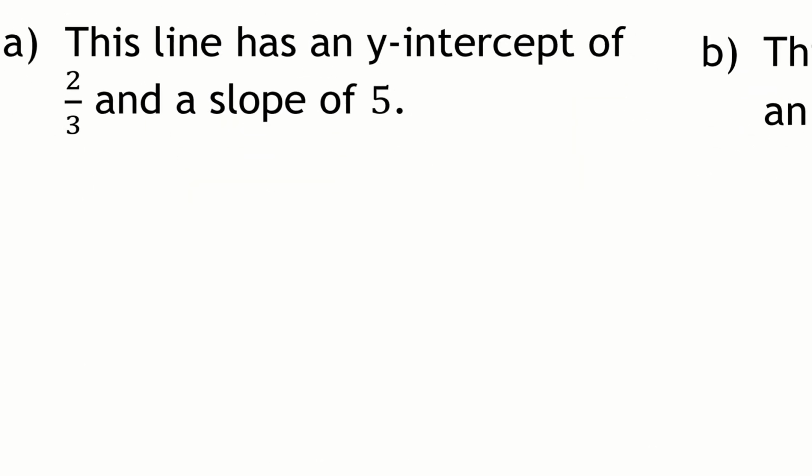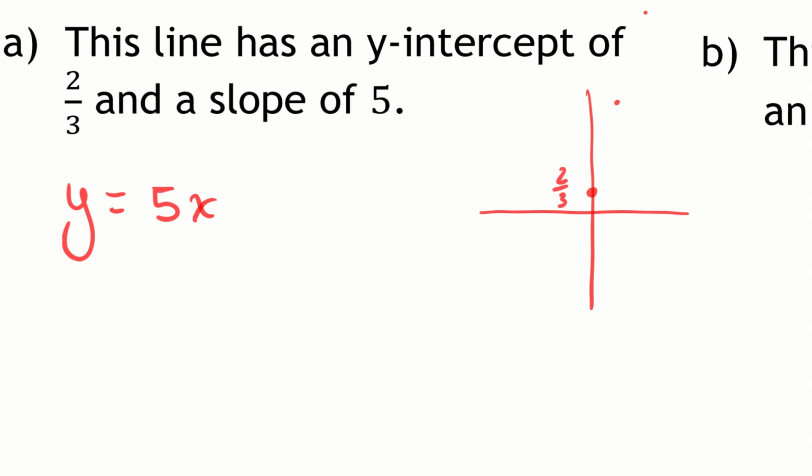The first one says this line has a y-intercept of 2/3. So that y-intercept is the place on the y-axis where the line will cross. And it has a slope pattern of 5, which means from the 2/3 it would go up 5 and over 1. So this line is y equals 5x plus the y-intercept of 2/3. So y equals 5x plus 2/3.